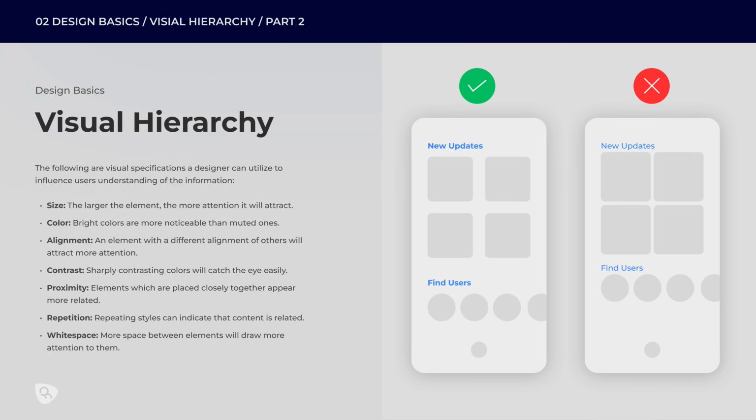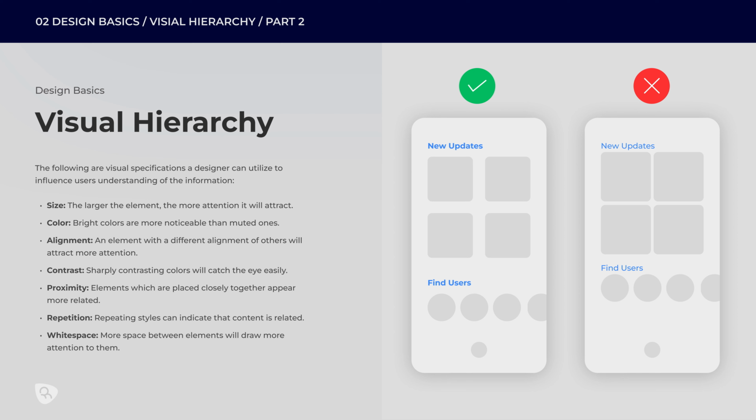We have the size. The larger the element, the more attention it will attract. Color. Bright colors are more noticeable than muted ones. Alignment. An element with a different alignment from others will attract more attention. Contrast. Sharply contrasting colors will catch the eye easily.